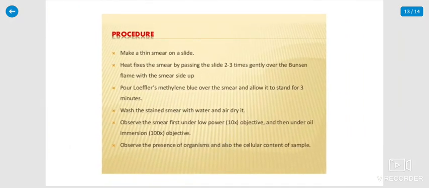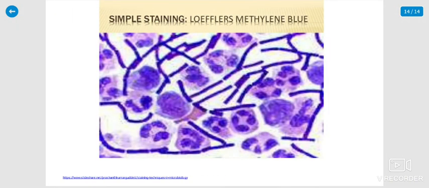This is one of the easiest methods, called the simple staining method. The picture shows the clear-cut staining in the methylene blue color. These are the basic steps. This picture shows the 100x view.